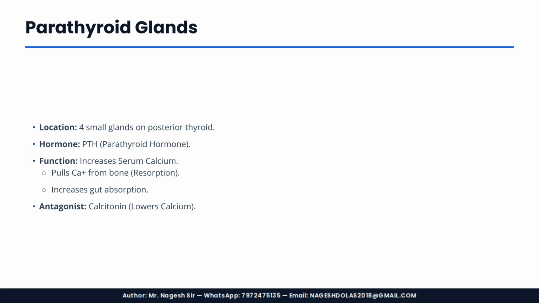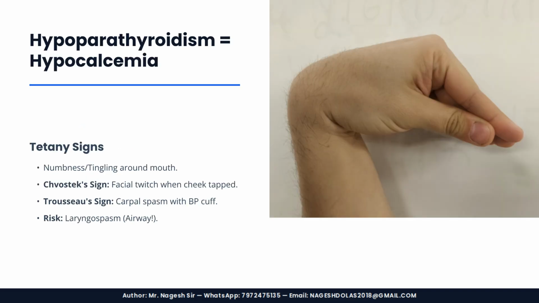The 4 small parathyroid glands, located on the posterior thyroid, secrete PTH, which increases serum calcium by pulling it from bone and increasing gut absorption. Calcitonin is its antagonist. Hypoparathyroidism leads to hypocalcemia, which presents with signs of tetany. These include numbness around the mouth, Chvostek's sign, and Trousseau's sign. The major risk is laryngospasm.